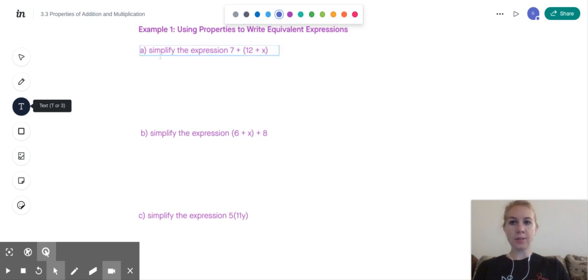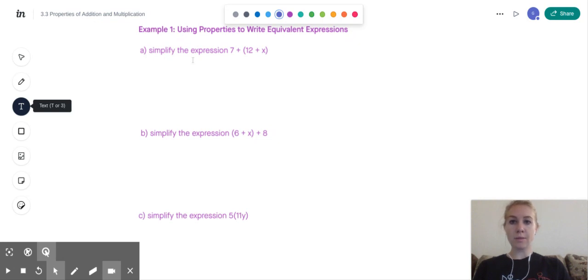All right, let's go over some examples here. This is example 1, using properties to write equivalent expressions, and this is part of chapter 3, section 3, properties of addition and multiplication. Okay, so let's use the commutative and associative property to simplify these equivalent expressions.